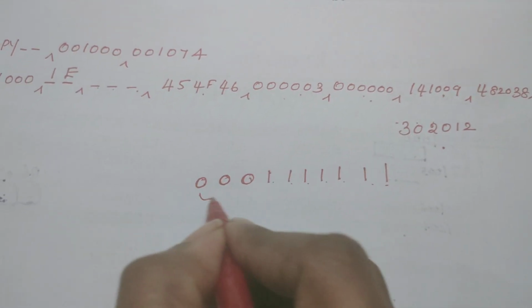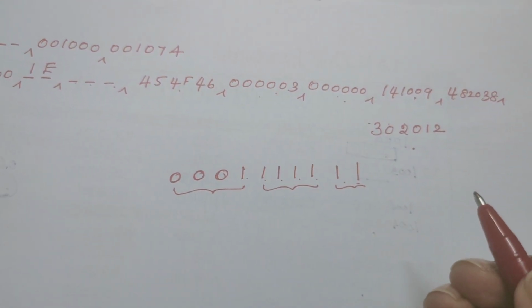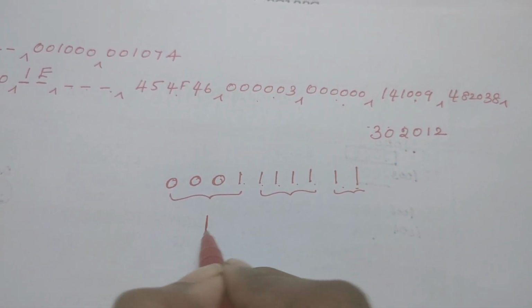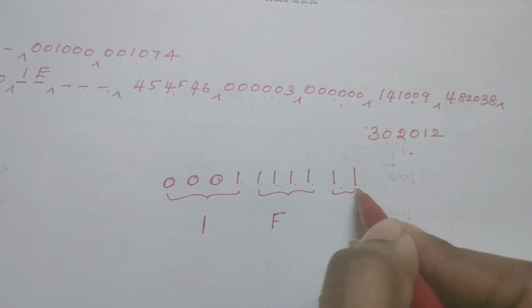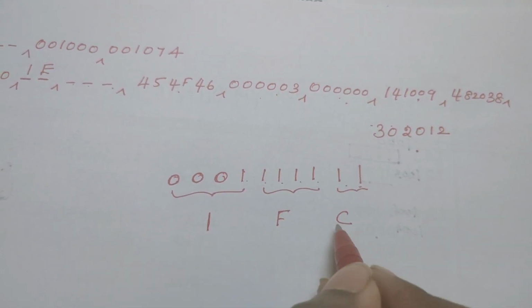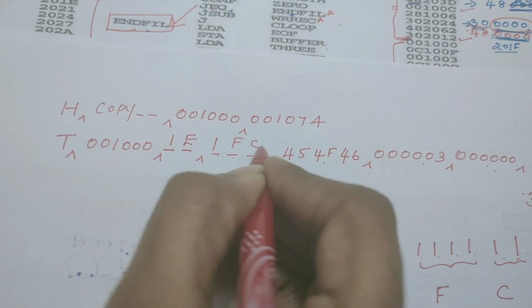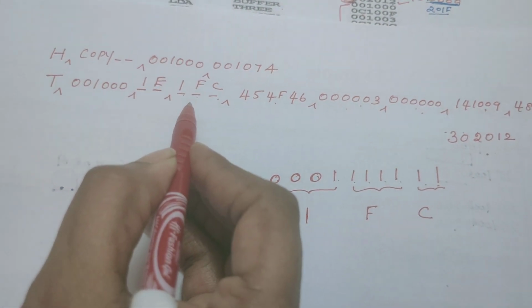Okay, now combine the bits as groups of 4. Now find the hexadecimal equivalent of this. For the first one, it is 1. For the second group of 4 bits, it is F. For the third one, it is C. Now update this in the 3 columns: 1FC. So this is how the relocation bits are to be written.